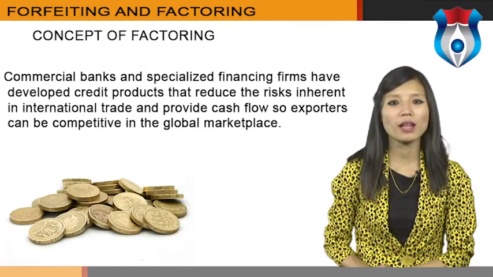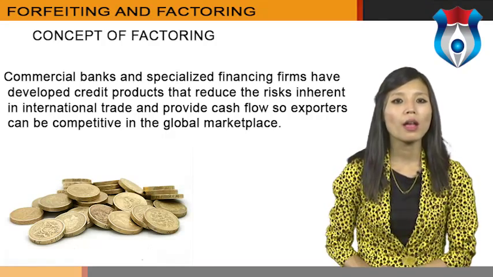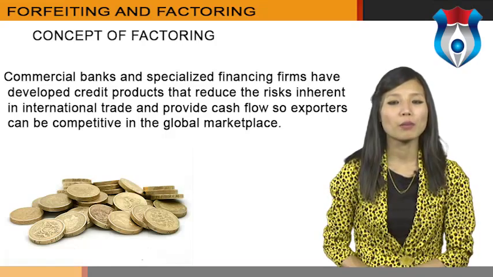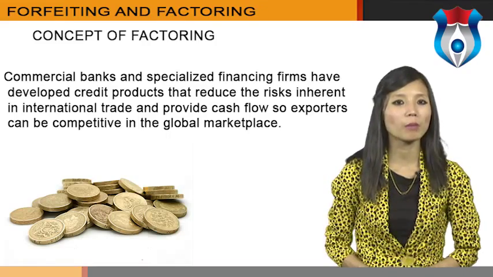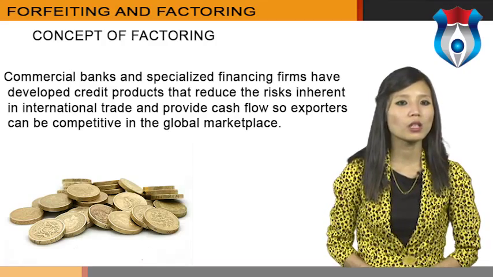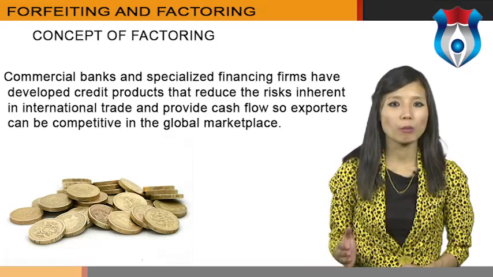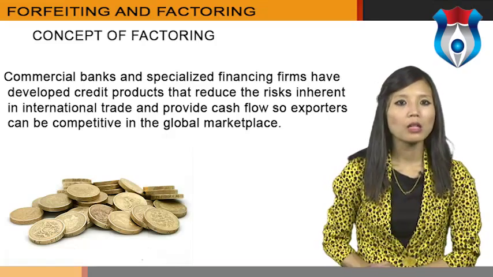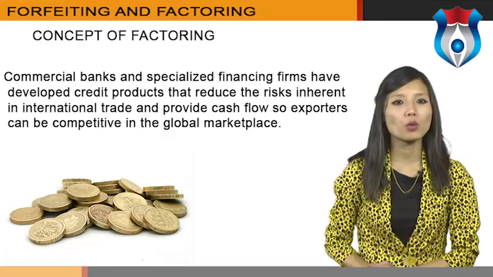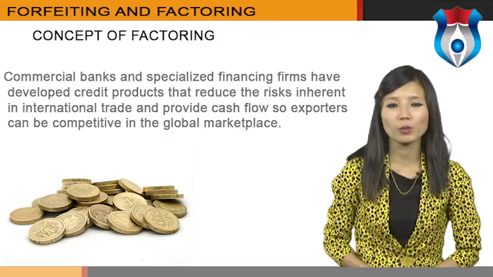Commercial banks and specialized financing firms have developed credit products that reduce the risk inherent in international trade and provide cash flow so exporters can be competitive in the global marketplace. Forfeiting and factoring are two types of international trade financing mechanisms that play an indispensable role in the viability of exporting. Ordinarily, once an exporter ships product to an importer, he has to wait until the goods are received before payment is processed. The payment is typically guaranteed by the importer's bank, but receipt of payment does not happen until after proof of delivery is presented.